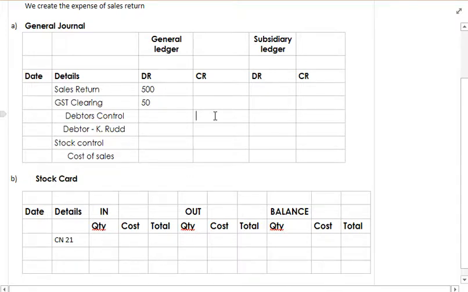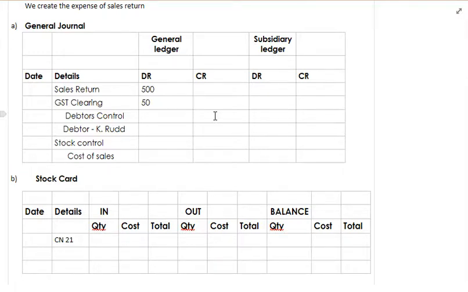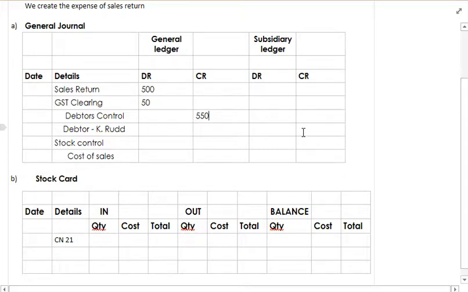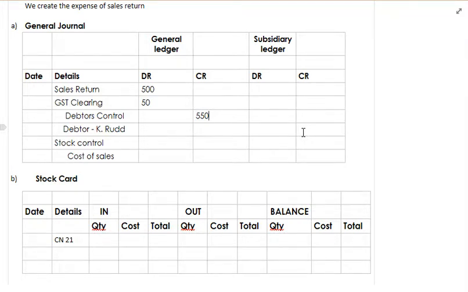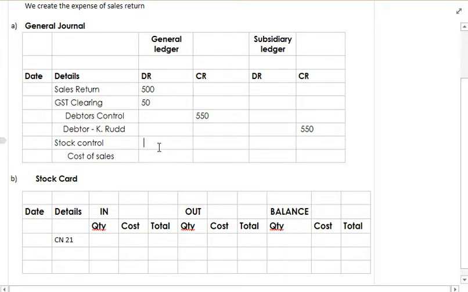So therefore our total debtor's control is going to be credited, because debtor's control is usually an asset, but because the debtor has returned the stock to us, they no longer owe us the money. So we need to decrease that asset. We decrease an asset with a credit. And so that's for the total amount, including the GST. Exactly the same as we did with the creditor's subsidiary ledger in the purchase return. We need to include the specific debtor details in the subsidiary ledger. So we've got our debtor, K. Rudd, which will also be credited for that $550 in the subsidiary ledger. So that takes care of our sale price.